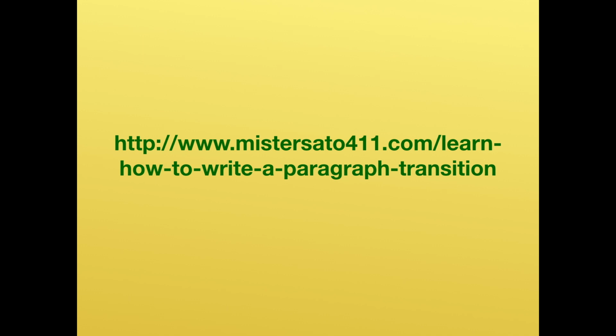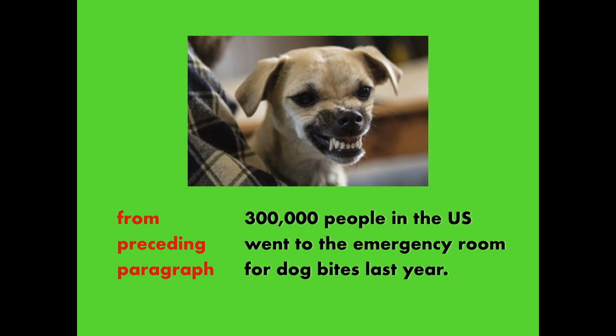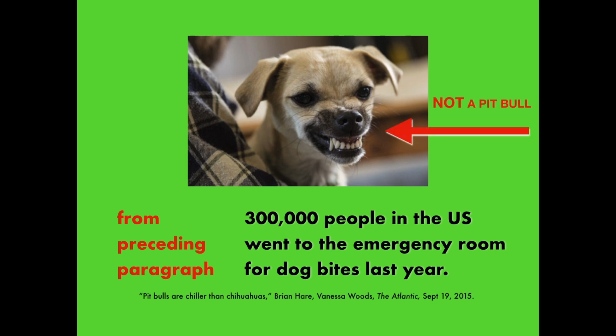Here's the URL. So in our essay about the pit bull ban, let's say in the previous paragraph, we just wrote about the number of people in the US who go to the emergency room after being bitten by dogs every year. That number is 300,000. But that's dogs in general, mind you, not pit bulls necessarily.